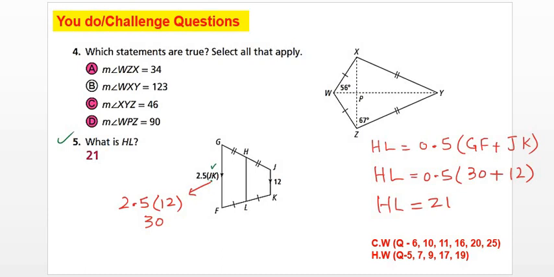Question number 5, look at this. I replace this JK. How much is JK? It's 12. So it will become 2.5 times 12, that is 30. This shows that the value of this whole line GF will be 30. Now this is the mid segment, HL is the mid segment that we are trying to find, so we can say HL equals 0.5. Why did I write 0.5? Because it's half of the sum of both the bases. So GF was becoming 30 and JK was 12. When you solve all of it, it gives us the value of HL, that is 21.